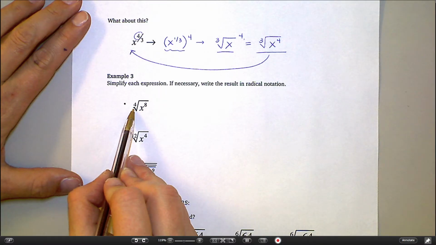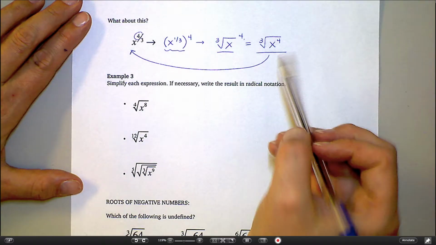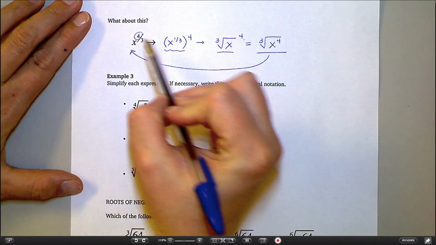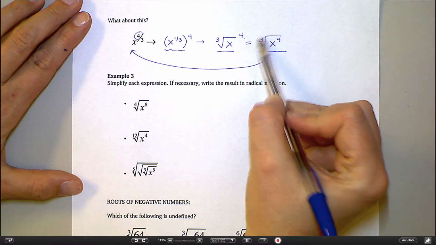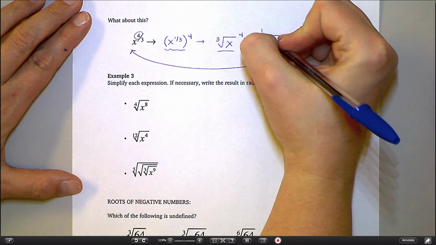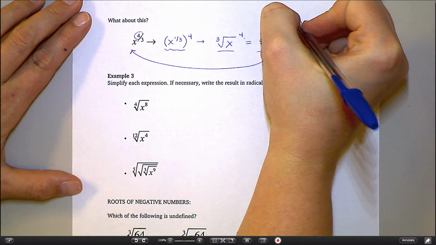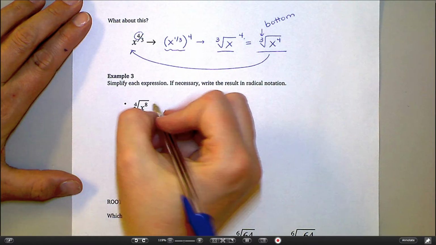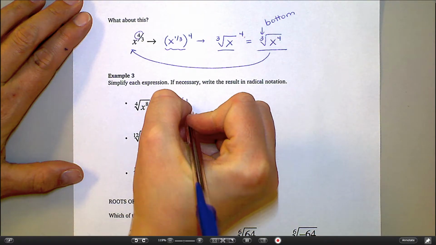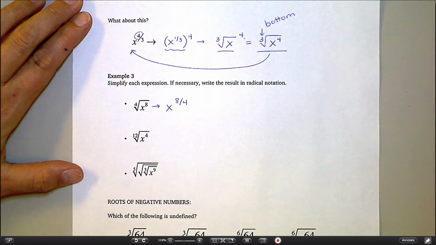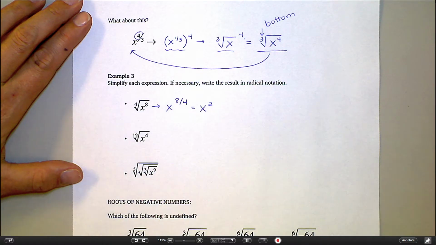If I give you the fourth root of x to the eighth, if you were to write it back as an exponent here, notice the relationship of these two things with the fraction. This is the number up on the top, and this is your root, which is always going to be the number on the bottom of the fraction. So this here would really become x to the power of 8 over 4. Here's the top, there's the bottom. And 8 over 4 is really just 2, so that would be x squared.